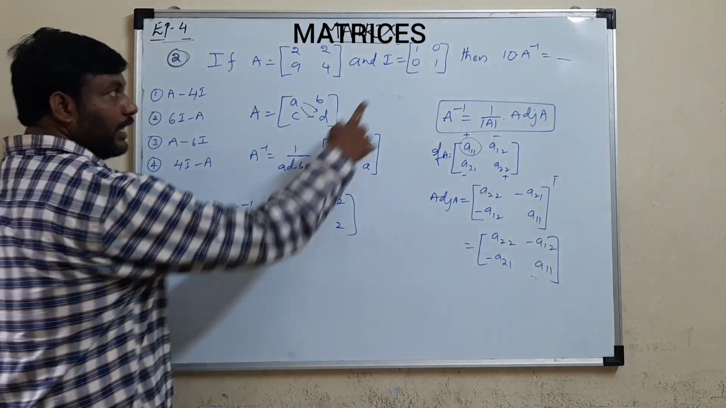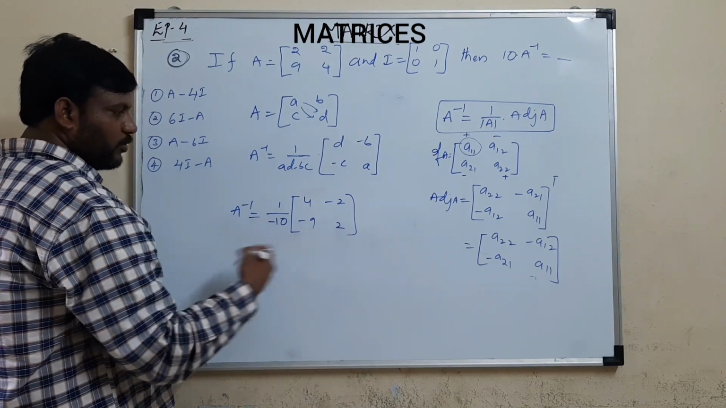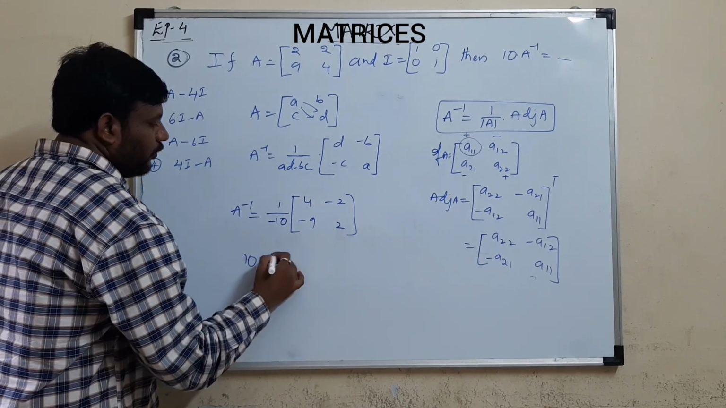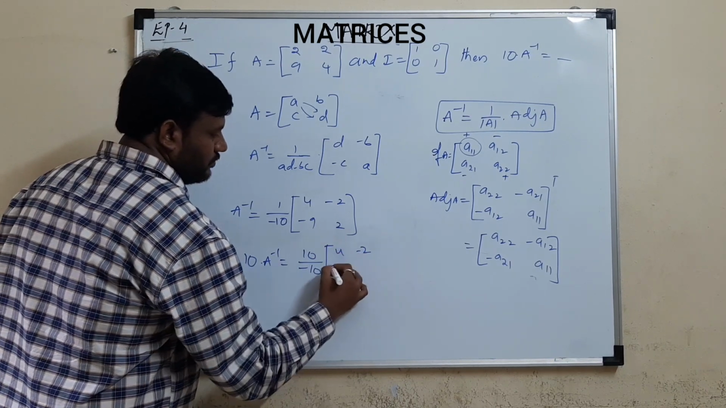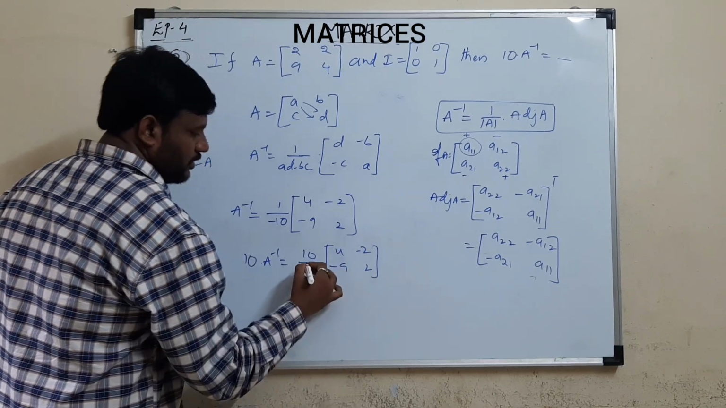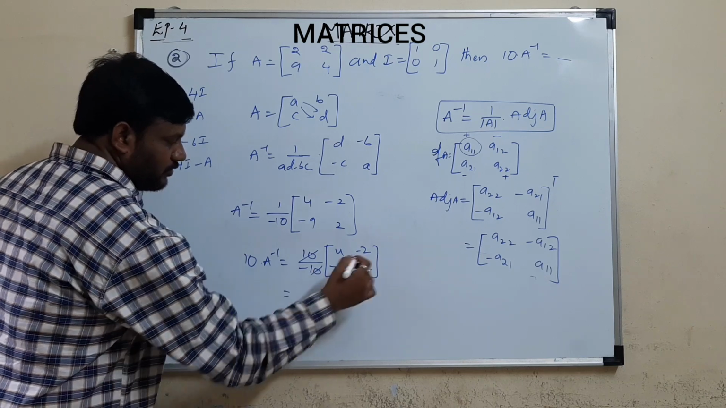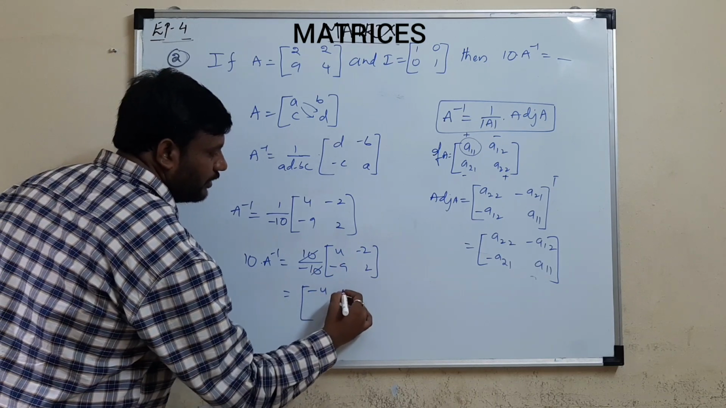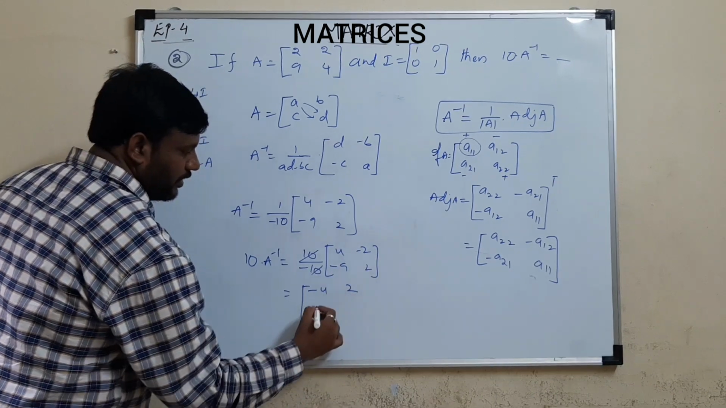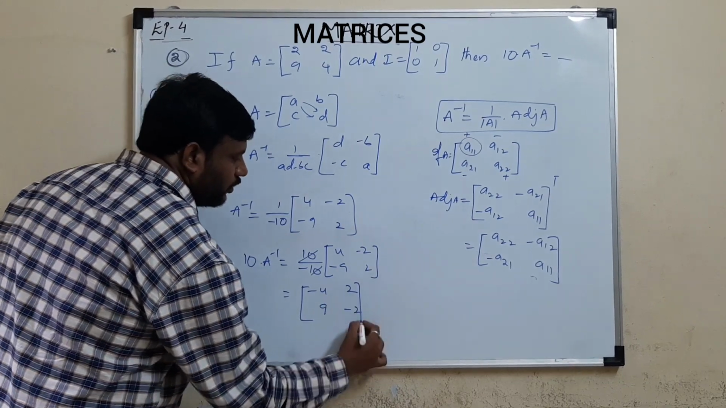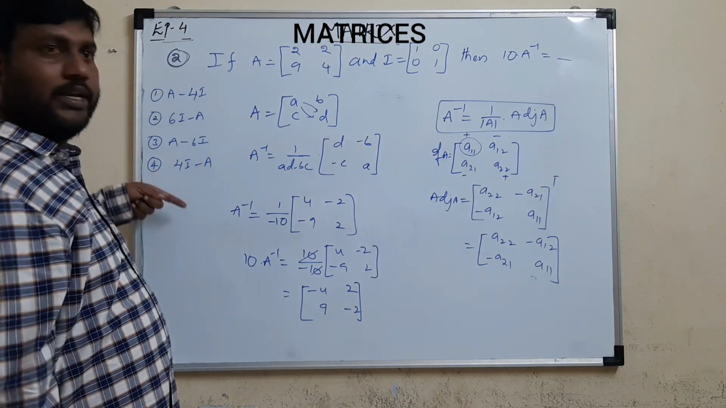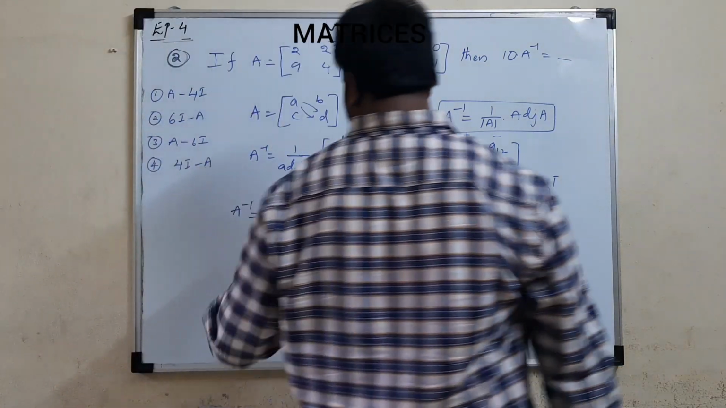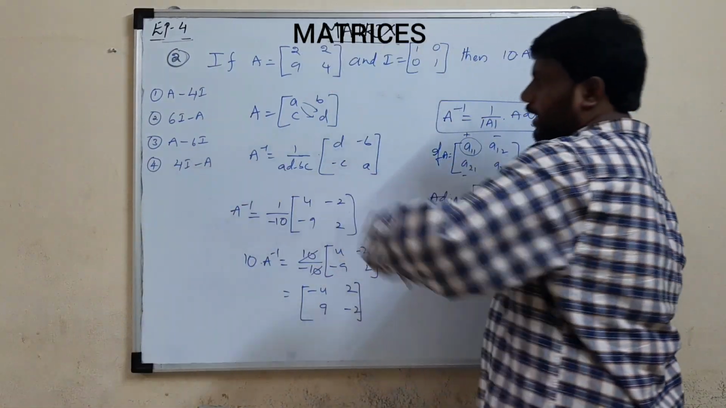Now the question asks for 10 into A inverse. If I multiply both sides with 10, I get 10 into A inverse equal to 10 by minus 10 times the matrix. Yes, friends, the 10 will cancel. Take the minus inside: minus 4, minus into minus plus, minus into minus plus, minus 2. You get the answer, but in the options there is no answer like this. They are given in a different format. Now we are going to solve these options and choose the correct one.